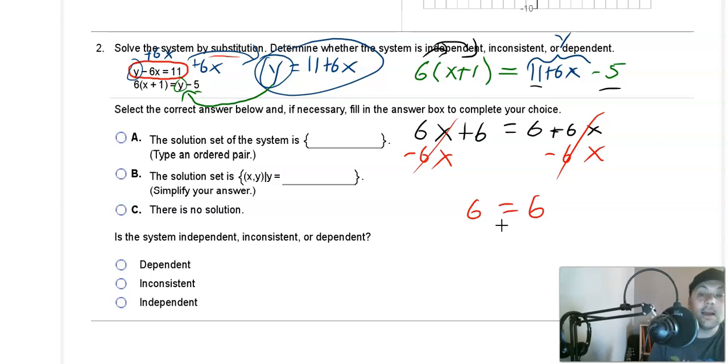I said that kind of funny. I get 6 equals 6, which should be enough evidence. But if you insisted on continuing, you would subtract 6 from both sides, and you just get everything goes away. You get 0 equals 0.